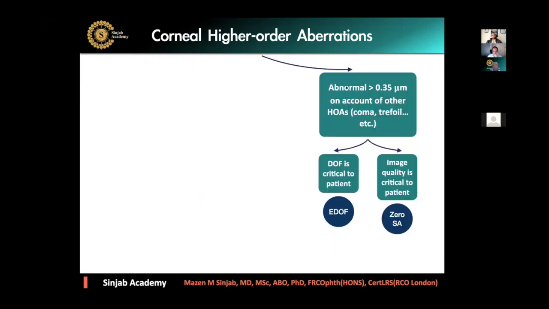Now we come to abnormal, but on account of other high order aberrations, not the spherical aberration, like the trefoil and coma. In this case, if depth of focus is critical to the patient, EDOF is forgiving. Don't go for the premium, for the trifocal. EDOF can be put to some extent, and this is what we are going to talk about, inshallah, in part 2. If image quality is critical to the patient, don't play with the high order aberrations. Just implant a 0 spherical aberration or neutral aspheric IOL.